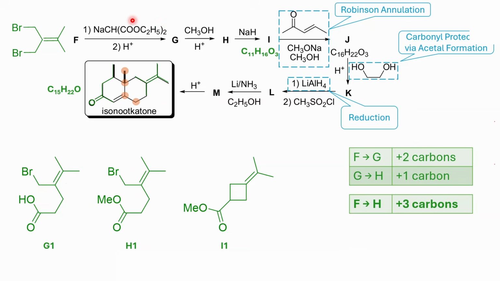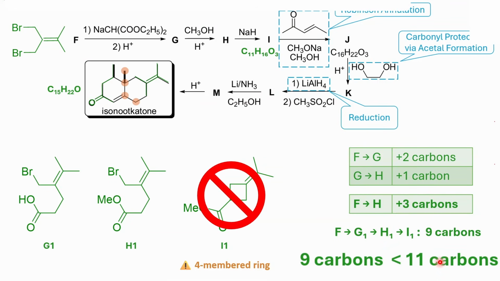So the point of this reagent is to bring 2 carbon atoms, if you use 1 equivalent of each of them. And then from G to H, we're adding 1 carbon atom, as a methyl group going from carboxylic acid to methyl ester. So from F to H, we have 3 carbon atoms. Initially we have 6, now we have 9, but these 9 carbon atoms are less than the 11 that we need to have for I. So that's why we are eliminating this pathway.